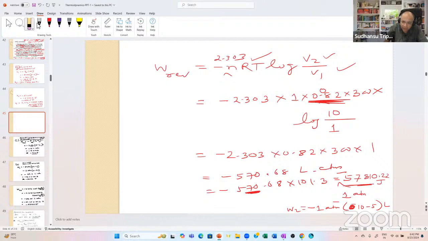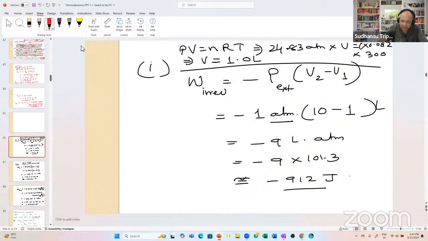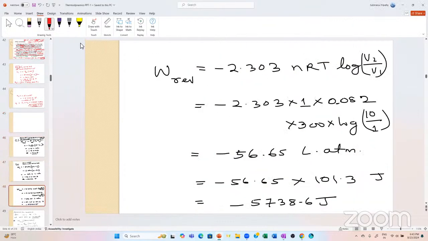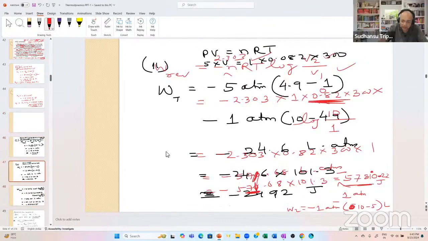It should be 57 point something. Correcting here, it will be one decimal point to the left. Understand? 5,780 something. Got it? Yes, sir. So definitely it is greater. The numerical value is much greater, nearly two times greater than the two-step process.